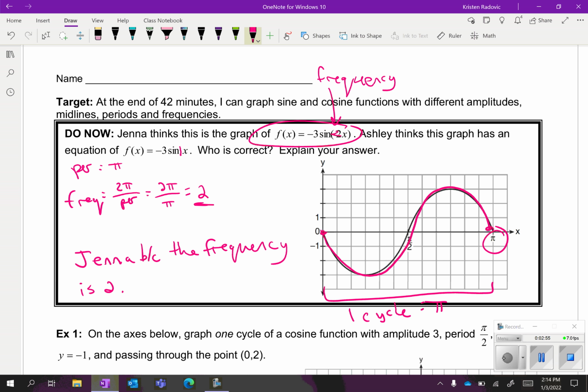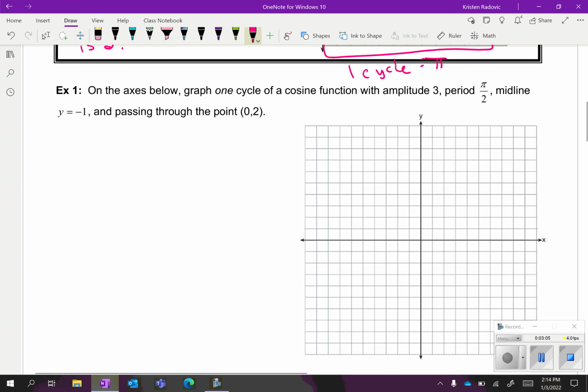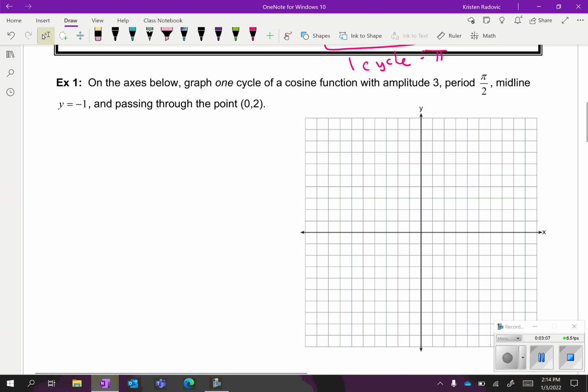So I said that Jen is correct because the frequency is 2, and I showed the backup for that work by doing the formula. So example 1 was 2 points on an algebra 2 regions.